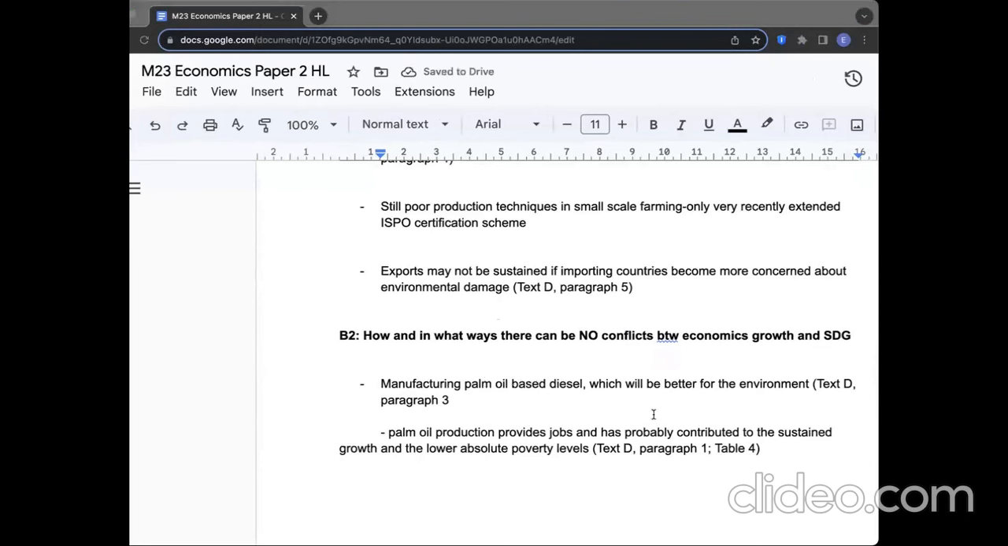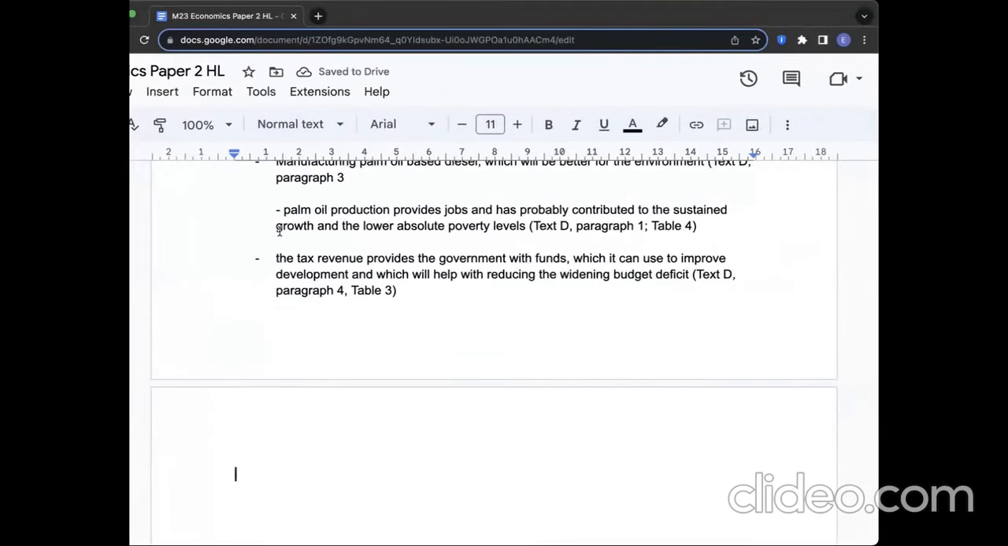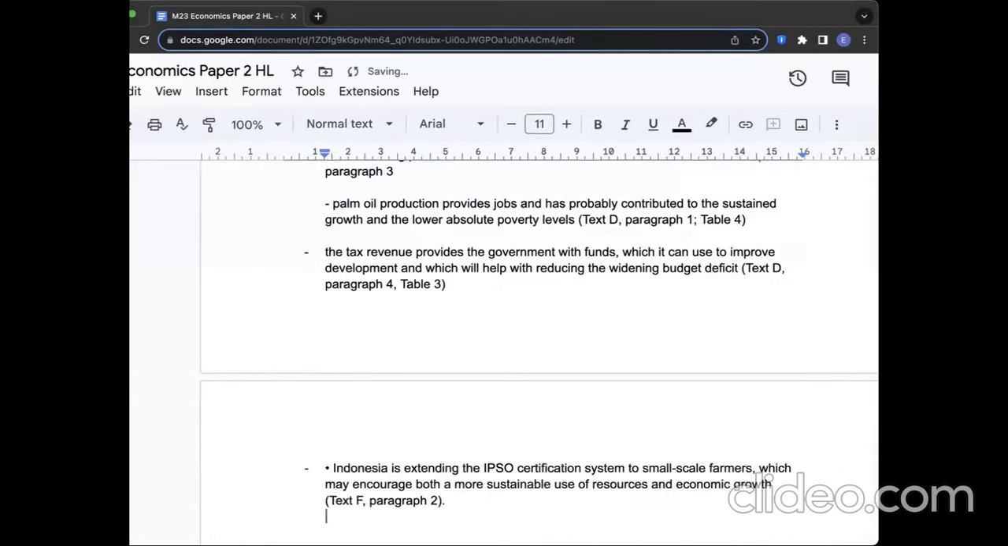And thirdly, if they keep continuing the palm oil production, well, the higher export revenue will result in higher tax revenue for the government, which can be spent for improving the general well-being and then development of the country. Also, Indonesia is currently extending the ISPO certification system even to the small-scale farmers, which is an effort to improve the production facility to be more sustainable and eco-friendly. So in the end, if the system is well established, then the production system itself can be more efficient and eco-friendly, so it can achieve both of the goals.